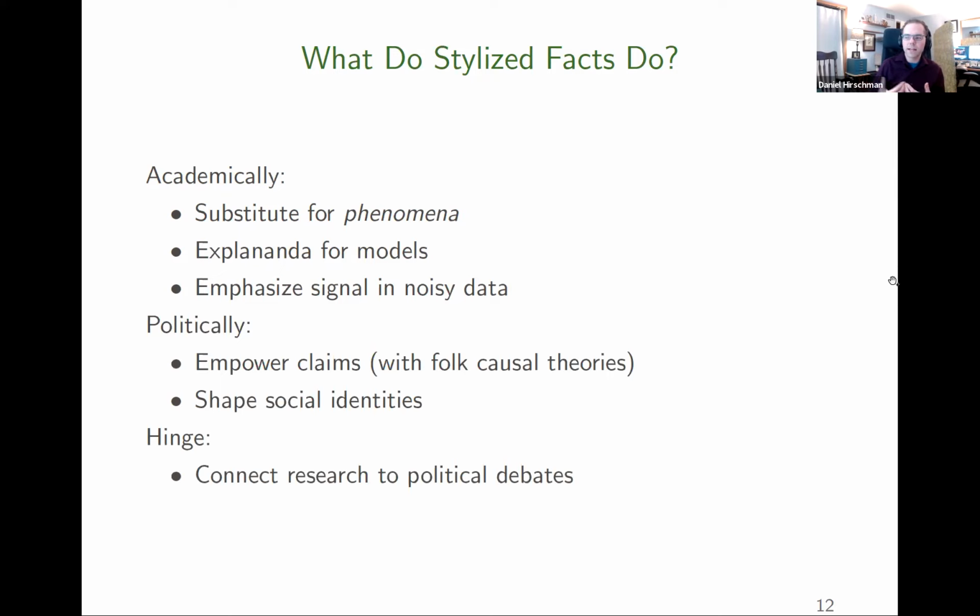Finally, I think they act as a kind of hinge, as we saw in that opening vignette, where they connect the research conversation to the political and public conversation through the doorway of these particular numbers that everyone is focused around, explaining their patterns or non-patterns.